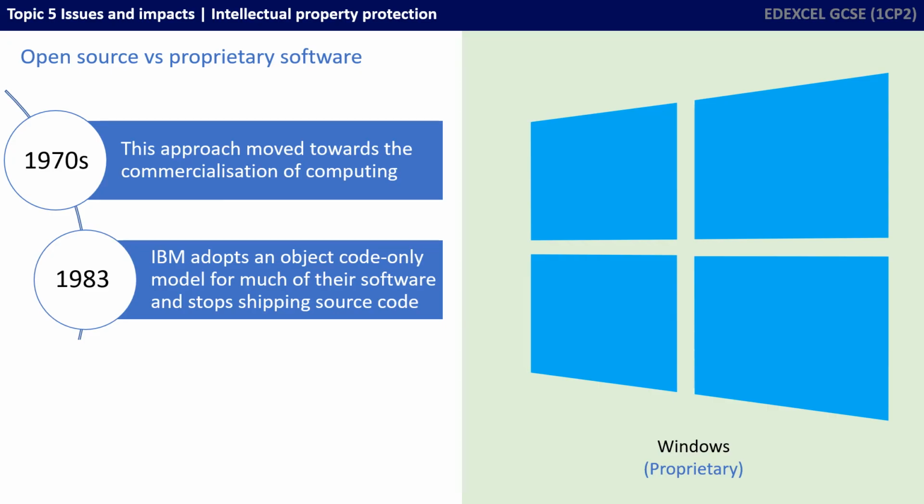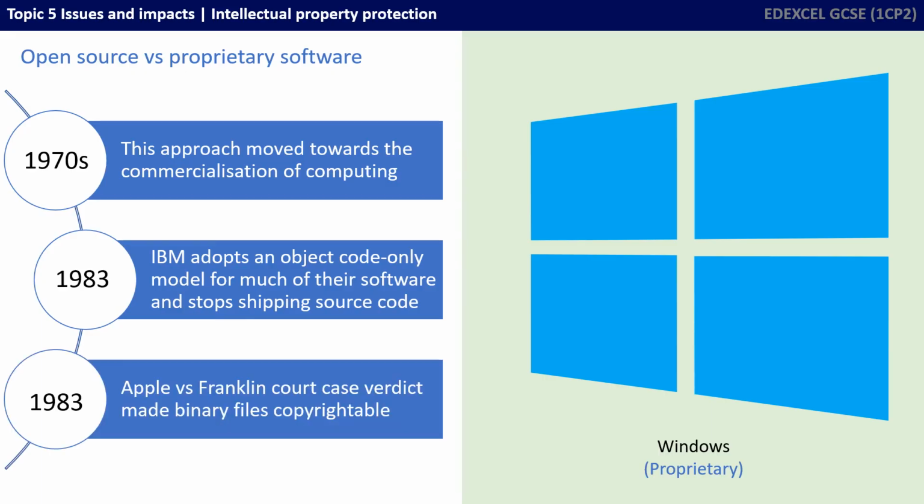Starting in February 1983, IBM adopted an object code only model for a growing list of their software and stopped shipping source code. Also in 1983, binary files became copyrightable in the United States as a result of the Apple versus Franklin law decision.